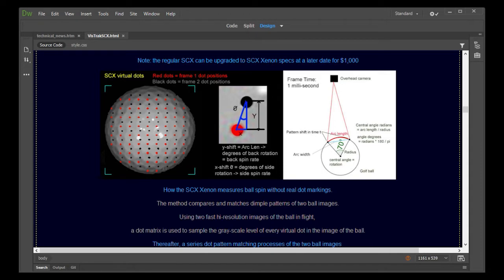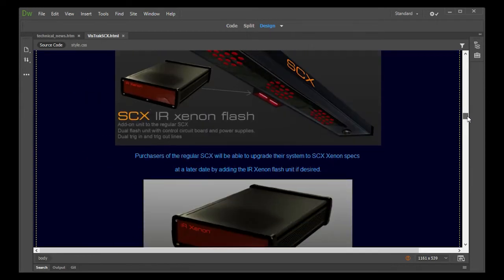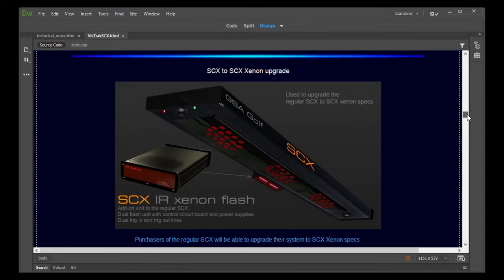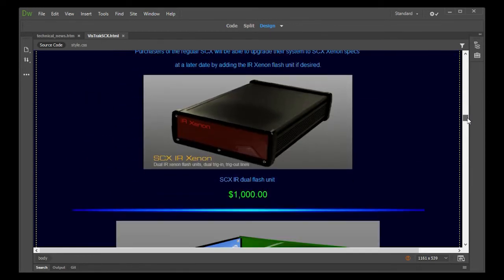The dimple pattern method takes a sample array of dimple pattern points, known as key points, from two frames of the ball and performs a series of rotation, shift and matching processes to obtain the amount of rotation, i.e. backspin, and in what direction, i.e. sidespin.